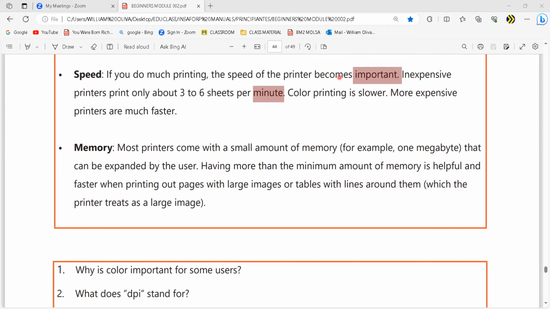Important. El acento, el estrés. Stress es acento. Important.